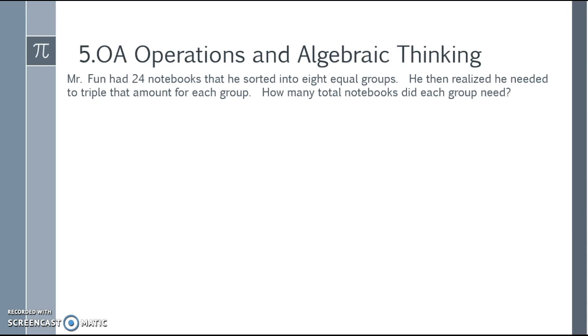Mr. Fun had 24 notebooks that he sorted into 8 equal groups. He then realized he needed to triple that amount for each group. How many total notebooks did each group need? We started with 24 and we divided it into 8 groups, but then he realized he needed to triple that amount. So we need to multiply whatever that result is by 3. And according to the order of operations, we work multiplication and division left to right. So 24 divided by 8 is 3, and 3 times 3 gives us 9. So each group had 9 notebooks.